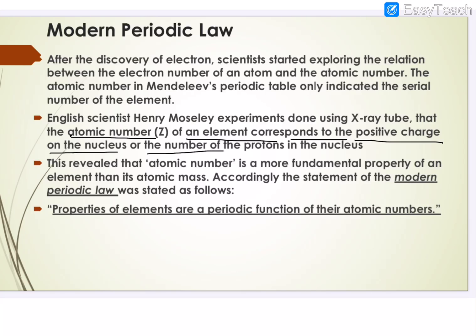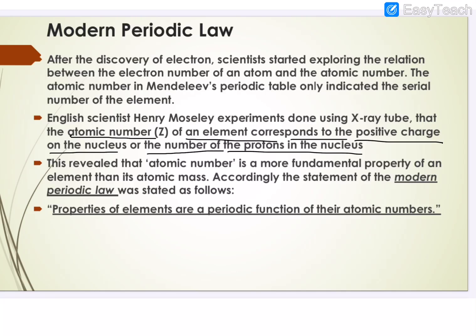The atomic number corresponds to the positive charge in the nucleus, that is, the number of protons inside the nucleus. So how many protons are there in the nucleus? Proton means positive charge in the nucleus. That is the atomic number of an element. This revealed that atomic number is a more fundamental property of an element than its atomic mass.